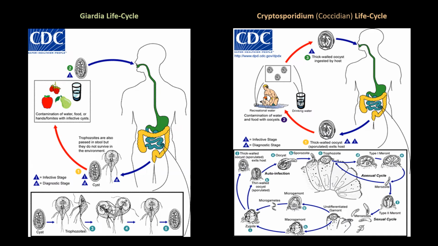For example, Giardia duodenalis is ingested as an infective cyst, which then matures in the GI tract into a trophozoite, which is passed in the stool in addition to cysts, which are able to survive in the soil and water.